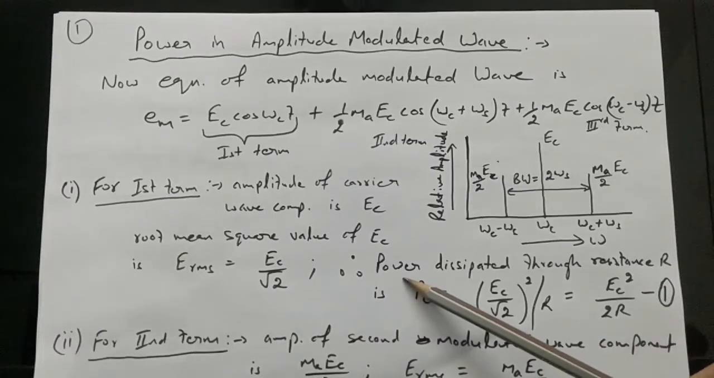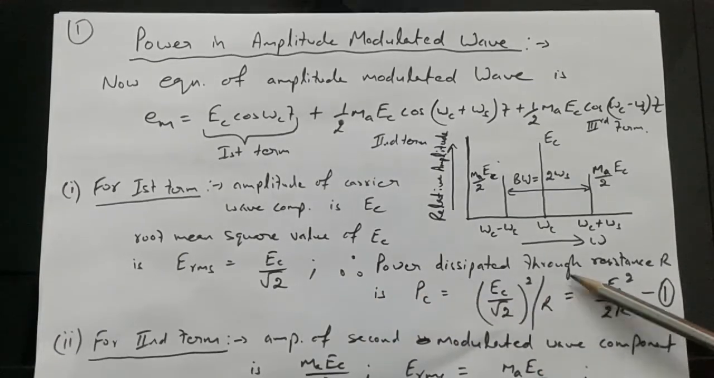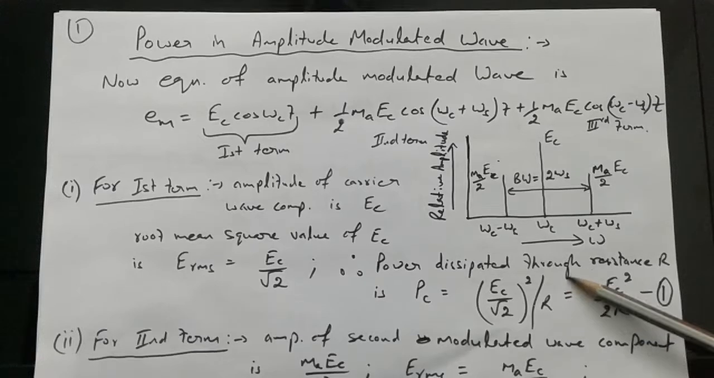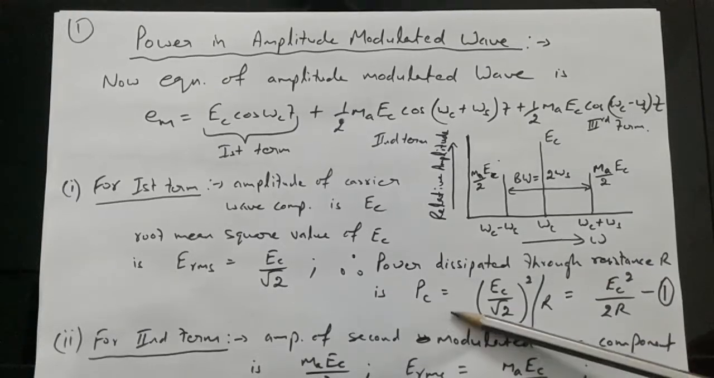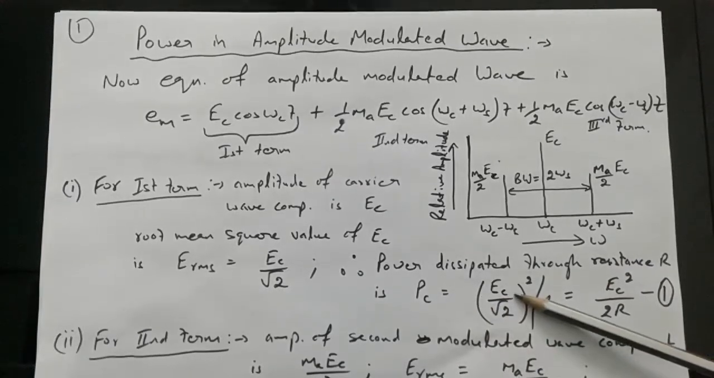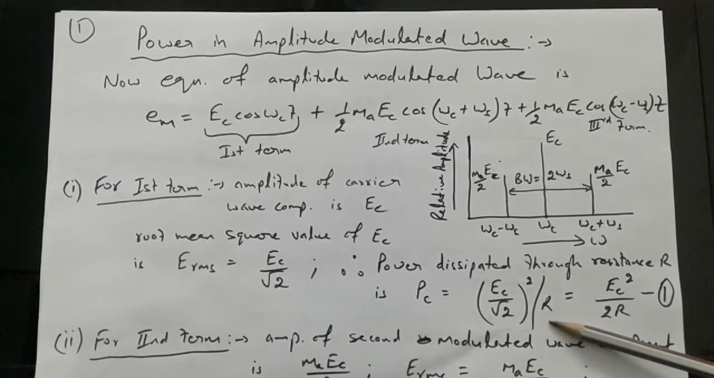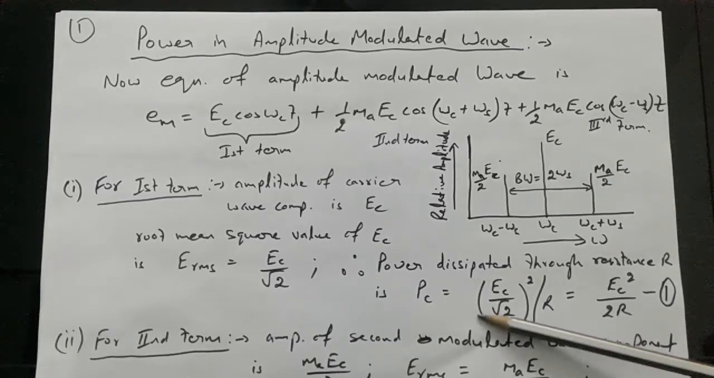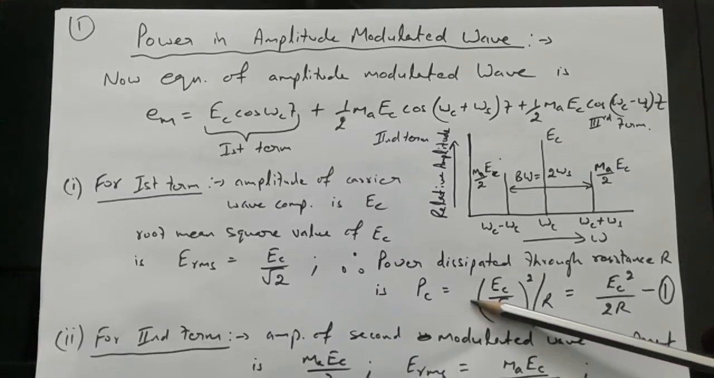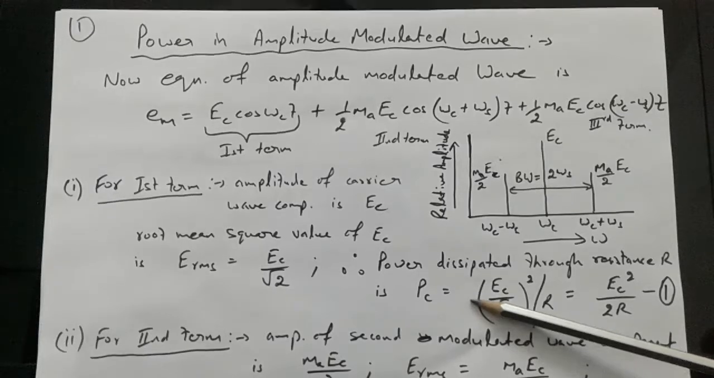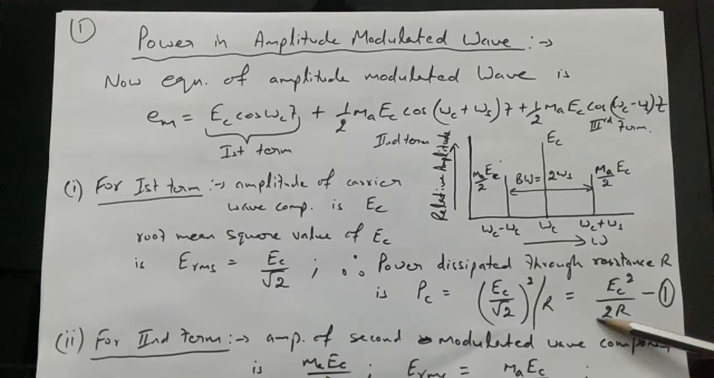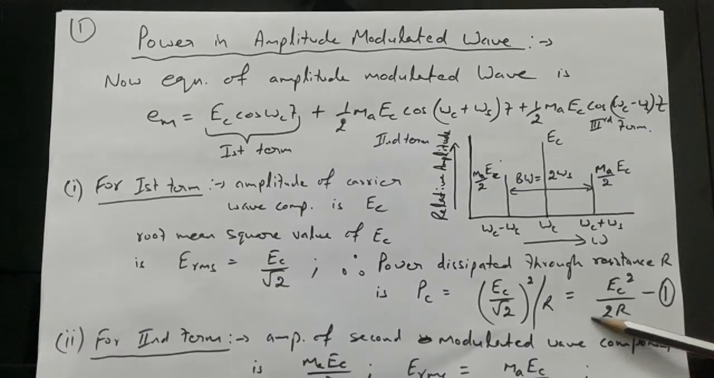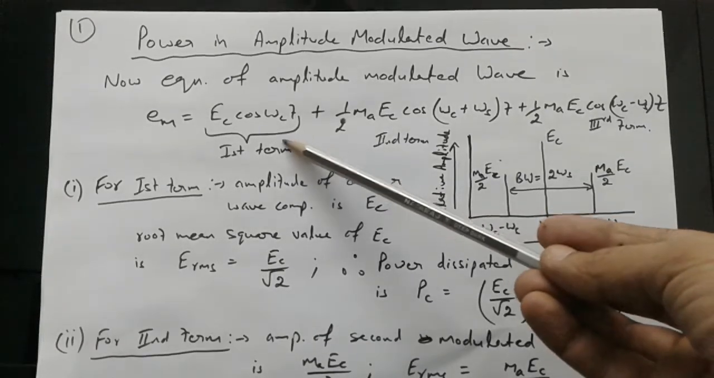and the power dissipated when this voltage is applied across resistance R is equal to ERMS square over R. These are the standard formulas of power which you all know from our previous knowledge. So PC is the power associated with the first term.